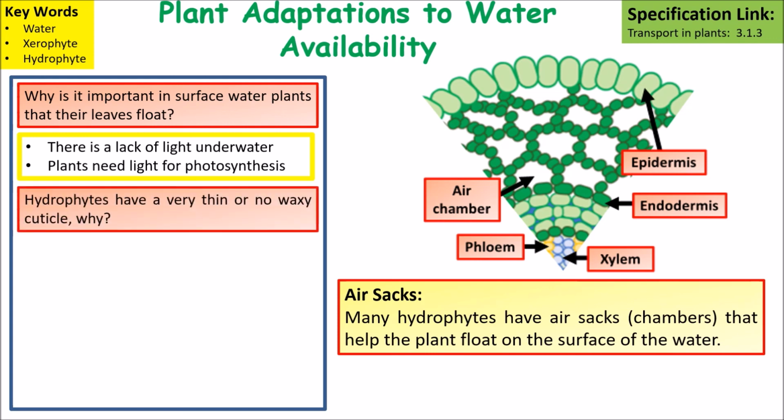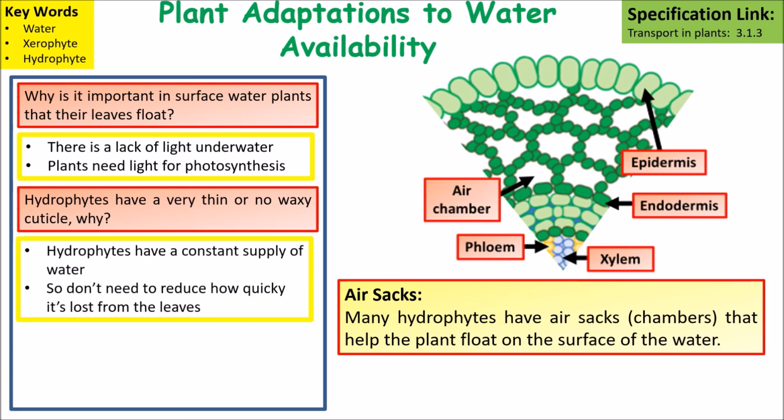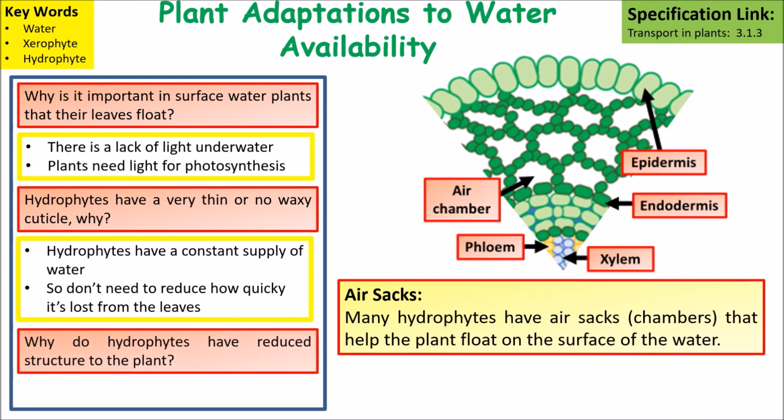Hydrophytes have very thin or no waxy cuticle. Why? It's because hydrophytes have a constant supply of water, so don't need to reduce how quickly water is lost from the leaves. And finally, why do hydrophytes have a reduced structure compared to other plants? It's because there's no need for a specialised water transport system because there's always plenty of water available.